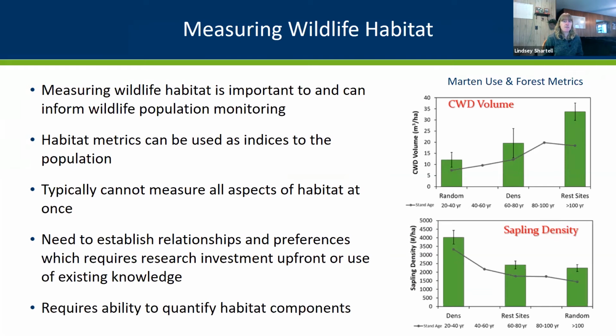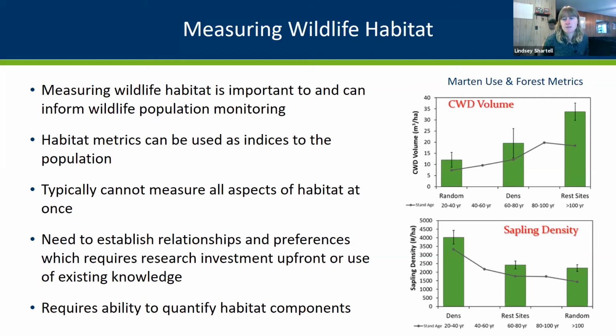Typically, however, you cannot measure all aspects of habitat at once. In order to use habitat as a population index, you need to establish relationships and preferences, which require research investment upfront or well-established existing knowledge. You also need to be able to quantify habitat components, which can be quite complex.